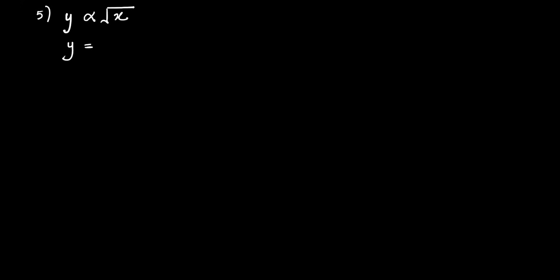We have already done this twice now. What if I convert this to equal to? What letter will come here? K. So I'll write it as k into root x. Okay. What will we write in the brackets? K is a constant of variation. So that is what we are going to write here. K is a constant of variation.